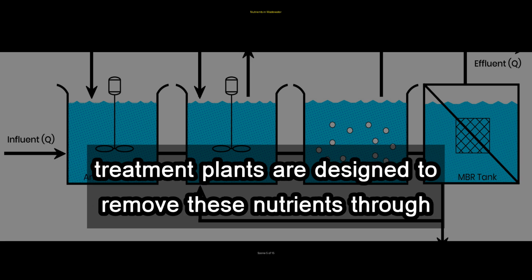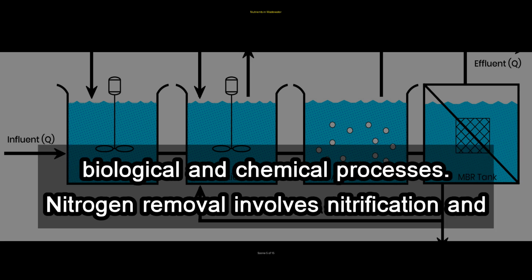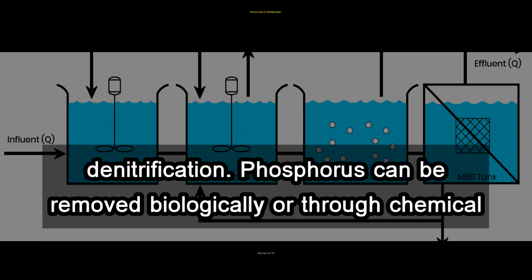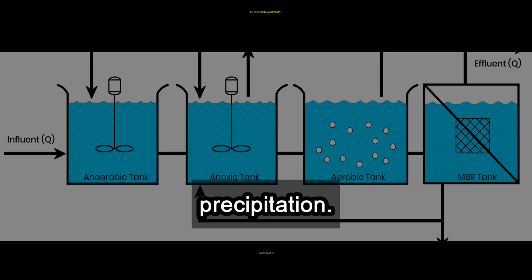Modern wastewater treatment plants are designed to remove these nutrients through biological and chemical processes. Nitrogen removal involves nitrification and denitrification. Phosphorus can be removed biologically or through chemical precipitation.